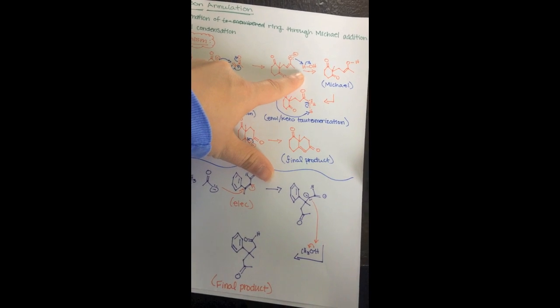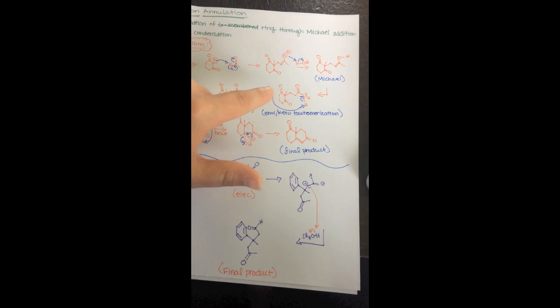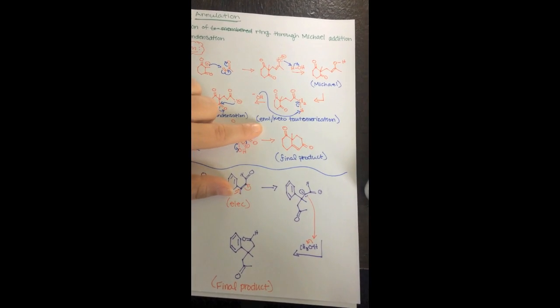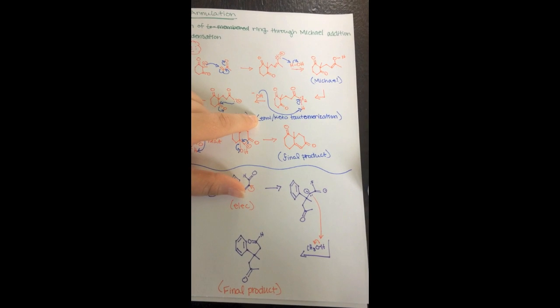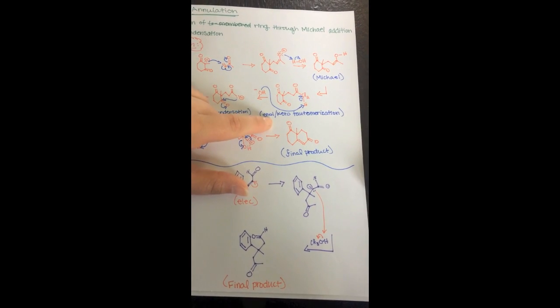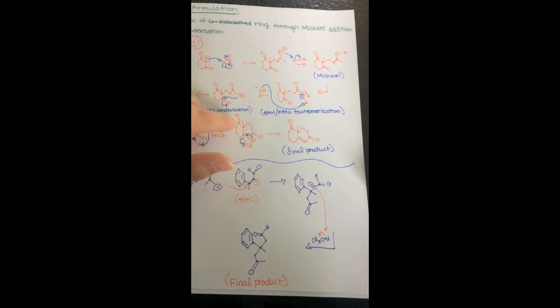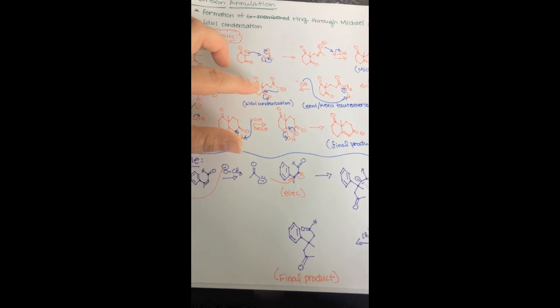The oxygen gets protonated, and then it goes through the whole Michael addition, where it becomes deprotonated, and we come down here to this section where we go through the tautomerization between enol and keto. Then we're going to come over here to the aldol condensation. So this is the area where it actually forms the ring.